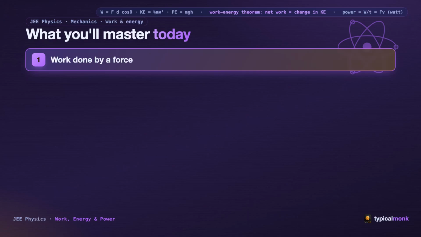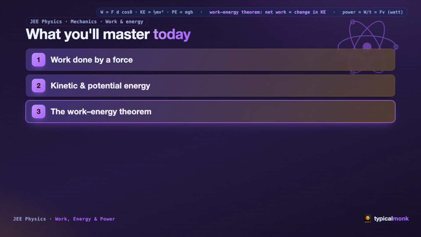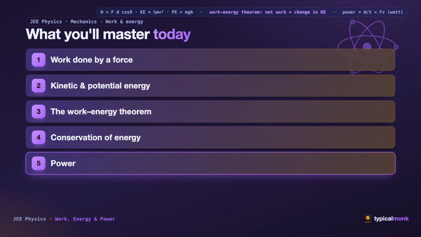Here is what you will master today. First, work done by a force. Second, kinetic and potential energy. Third, the work energy theorem. Fourth, conservation of energy. And fifth, power, one idea at a time.